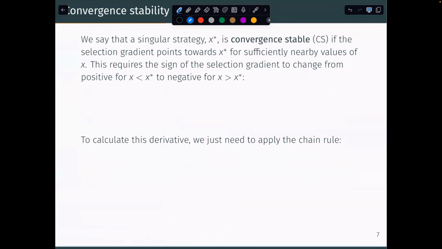Okay, so that's the kind of intuition behind this. We say that a singular strategy X star is convergent stable if the selection gradient points towards X star. That's all it means for it to be convergent stable. It points towards X star for sufficiently nearby values of X. So that just means that our selection gradient has to change from positive for X less than X star to negative for X greater than X star.